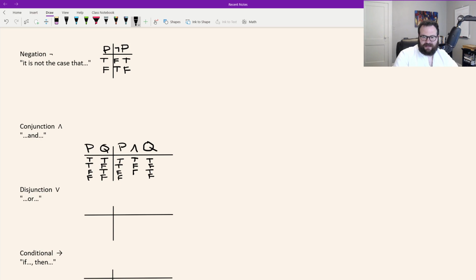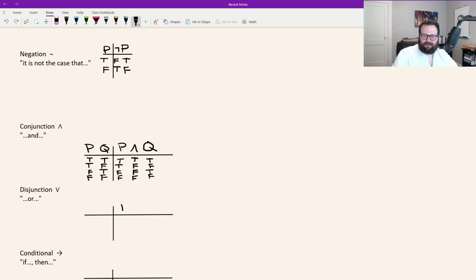On row 3, it's false because P is false. And on row 4, it's false because both sides are false. Okay? So, again, in order for a conjunction to be true, both conjuncts must be true. Every other time, it's false. Every other time.